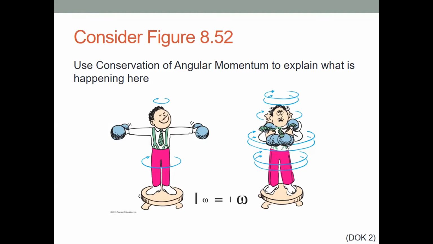You got a big iota out here, small iota in here. So if I can get a big iota, small omega, now I have a big omega. All right, the only thing I'm changing is where my mass is located. Right? So that's the idea there of angular momentum. Okay.